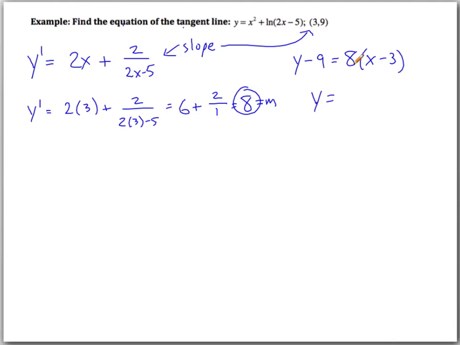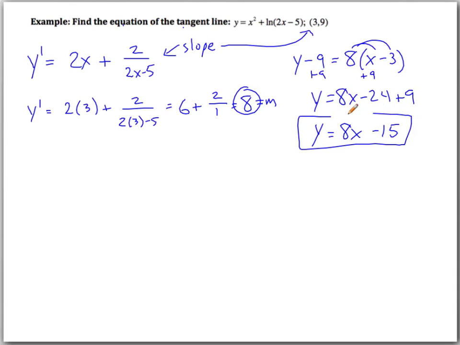And we'll just finish this out now. y equals, so we have 8x, and then we have minus 24, and then plus 9. So all in all, we have y equals 8x minus 15. So this here would be the equation of the tangent line of y equals x squared plus natural log of 2x minus 5 at the point 3, 9. All right, so that is logarithmic differentiation.